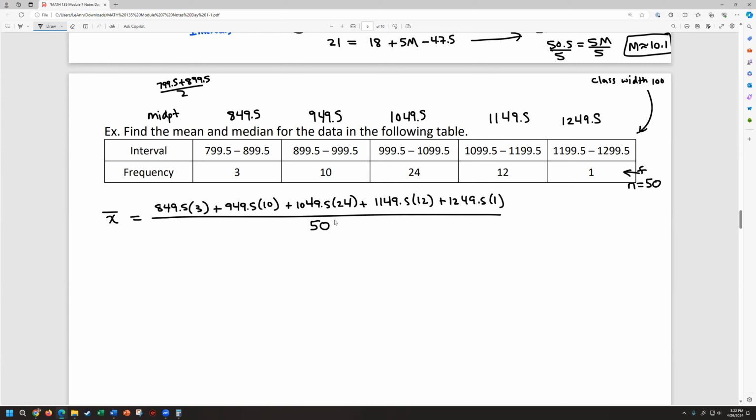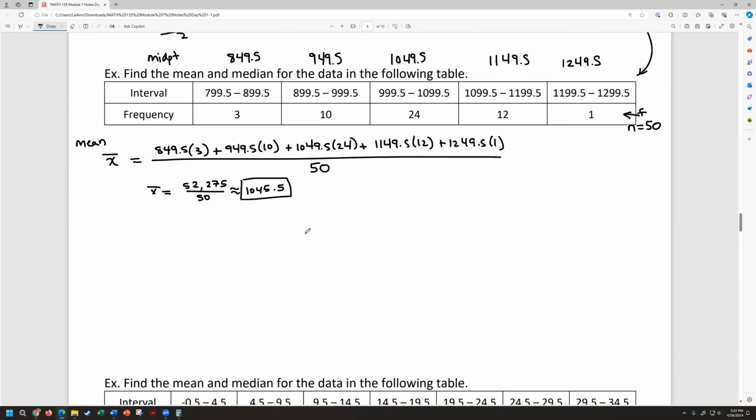So each one of these frequency values represents an item or object or person that was in the study. Okay. So when I worked out that numerator on my calculator, I got 52,275. And then I divided that by 50, and that gave me, and I always write estimated on these usually because we are using a midpoint as the estimator, 1045.5. So that's my mean. Okay. We got the mean of the group data. Yay. So that part, once you know how to do it, goes pretty quick.